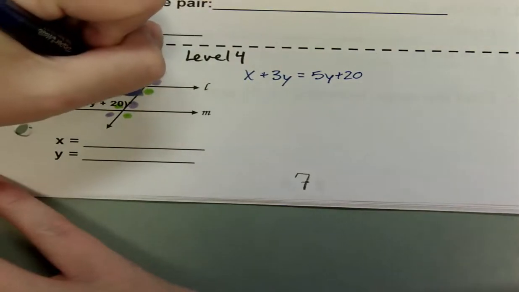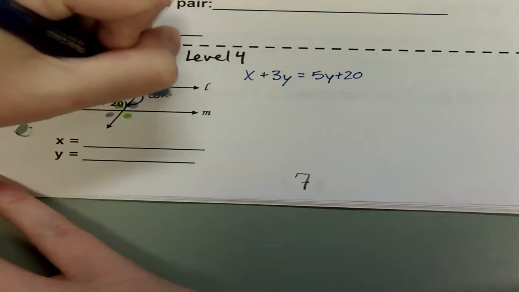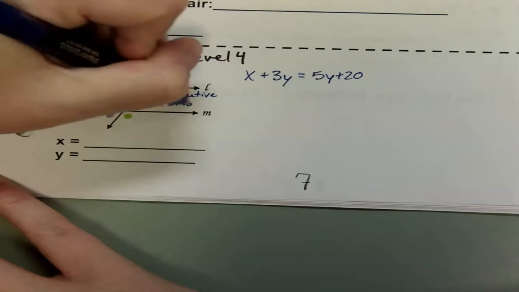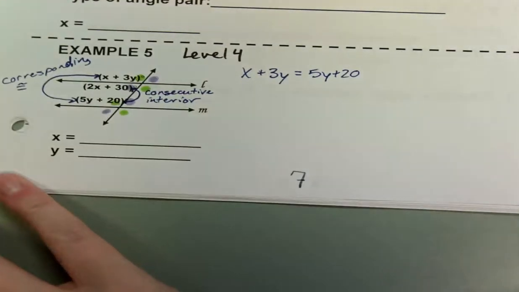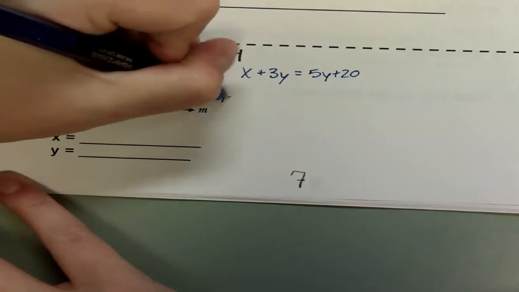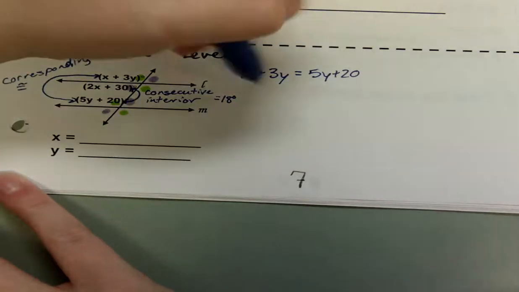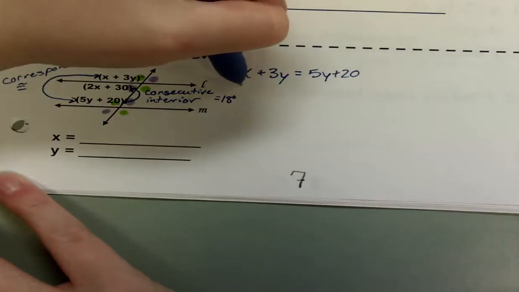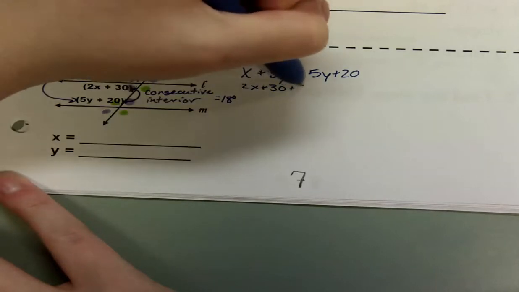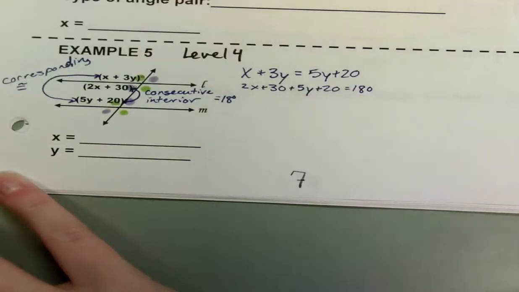And then we've got another angle pair, because these are consecutive interior angles, so they add to 180. They're supplementary. Right. And since these two add to 180, that's how we need to set up our equation. We've got 2x plus 30 plus 5y plus 20 equals 180.